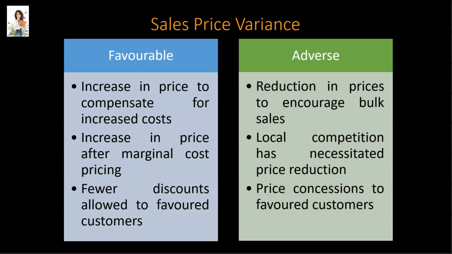Possible causes for a favorable sales price variance are increase in price to compensate for increased costs, increase in price after initially pricing the goods at marginal cost to penetrate the market, fewer discounts allowed to favored customers, etc.